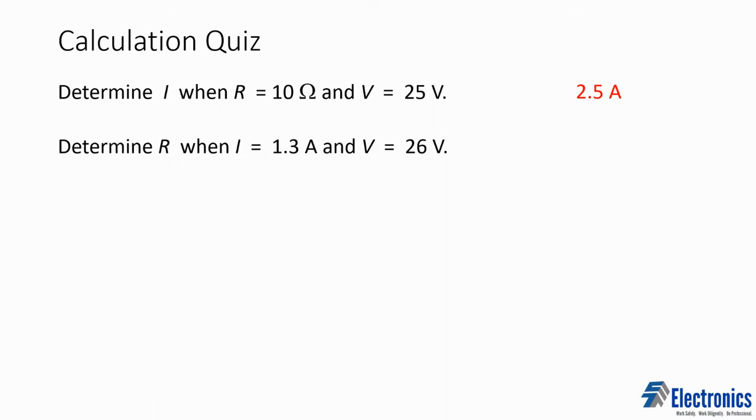Here's another example. Again, I want you to pause the video. We have a value of 26 volts and 1.3 amps of current. To solve for R, using Ohm's law, we would divide 26 by 1.3, and the answer is 20 ohms.